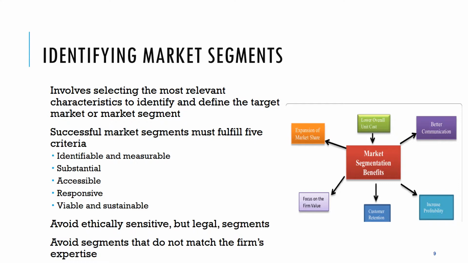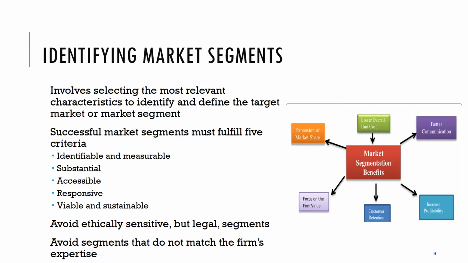Successful market segments must fulfill 5 criteria. First, the market segment must be able to be identifiable and measurable. You must be able to know exactly who your market segment is with no questions asked about who they are, their kind of profile information, and so on. And how can they be measured? Are they measured based on the data you collected? What are the KPIs around that market segment?